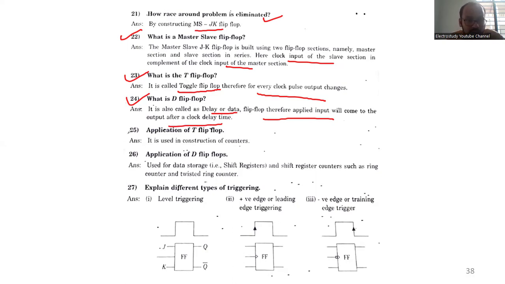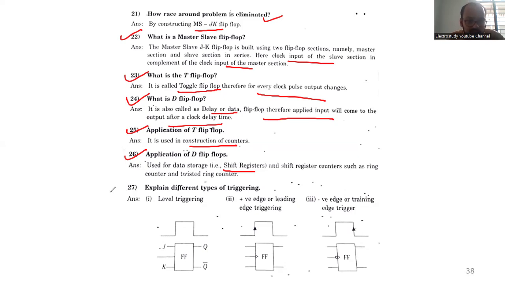Remember that. What are the applications of T flip-flop? It is mainly used for developing counters, ring counter, Johnson counter, etc. Then the application of D flip-flop: it is mainly used for shift registers. Like you might have heard about the shifting of data. Shift register counters such as ring counters or twisted ring counter or Johnson counter, like that you can mention.